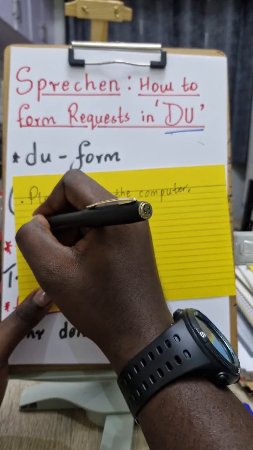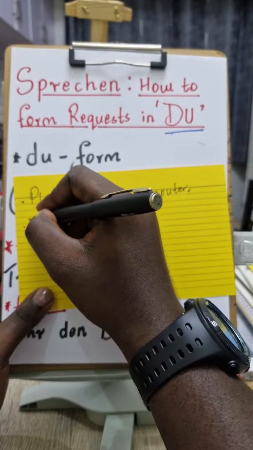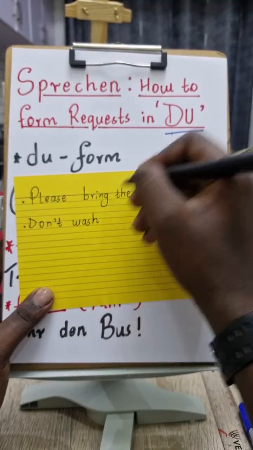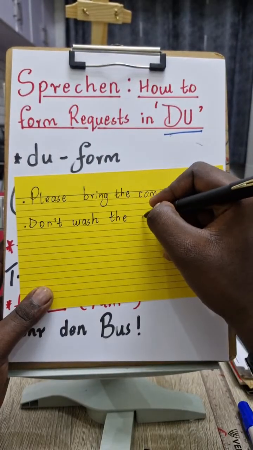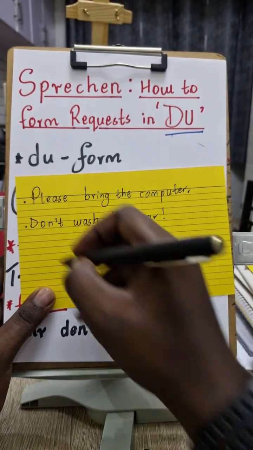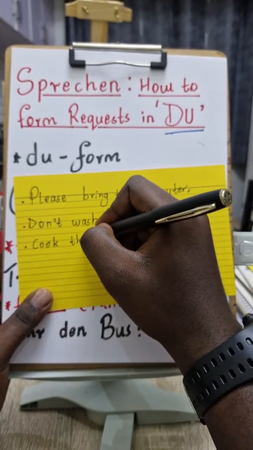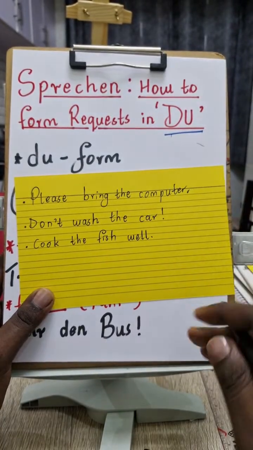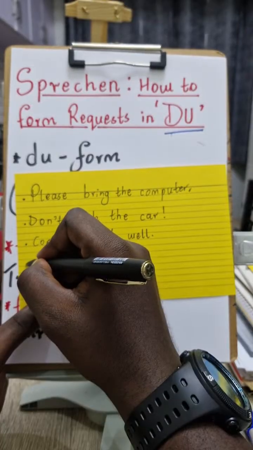Now, the second one I'd also like you to do as your assignment is, now let's make it negative. How you tell somebody, don't wash the car. Now remember, it's negative. Don't wash the car. And then the other one, cook the fish well.